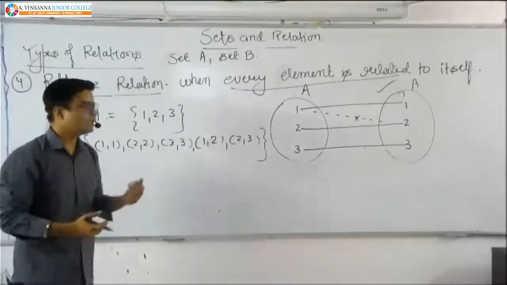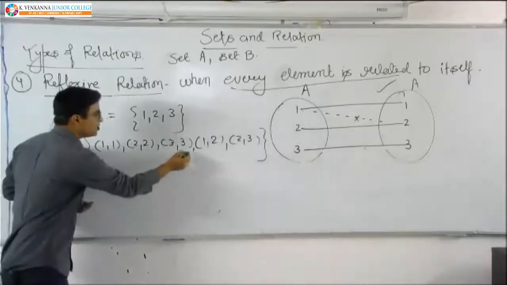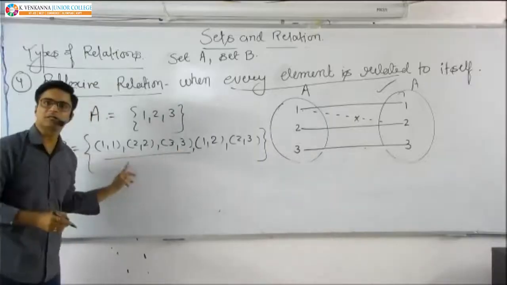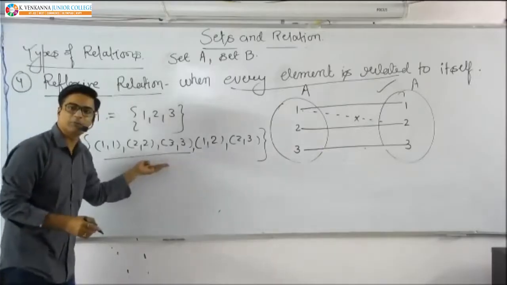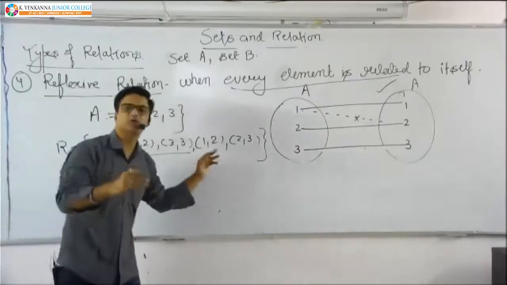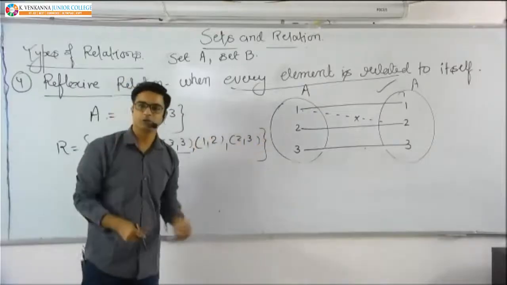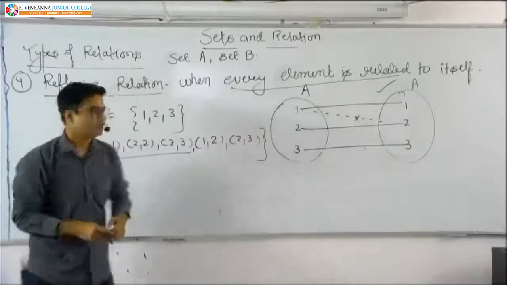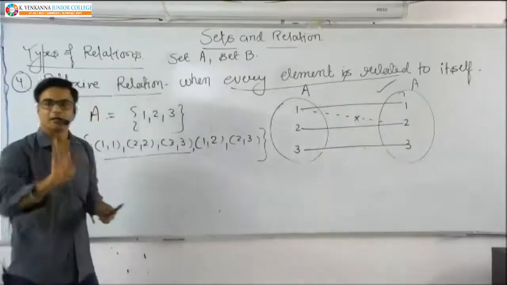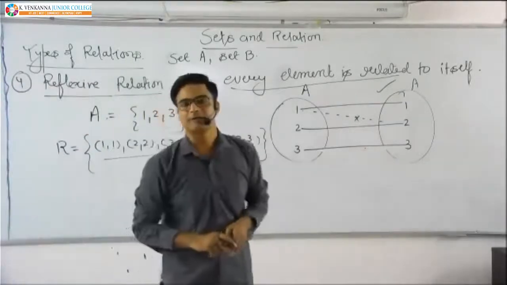That means after satisfying this property, one is connected to one, two is connected to two, three is connected to three. After satisfying this minimum property, if one is connected to any other element, no issue. Two is connected with any other element, there is no issue. At least this must be satisfied. Let me give you an example.